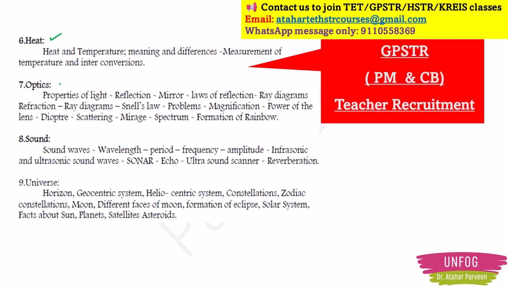Then comes the most important topic, optics. In optics you can see basic things like properties of light, reflection, mirror, laws of reflection, ray diagrams, refraction, again ray diagrams, Snell's law, problems, magnification, power of the lens, diopter, scattering, mirage, spectrum, formation of rainbow. So much is there in optics, right?